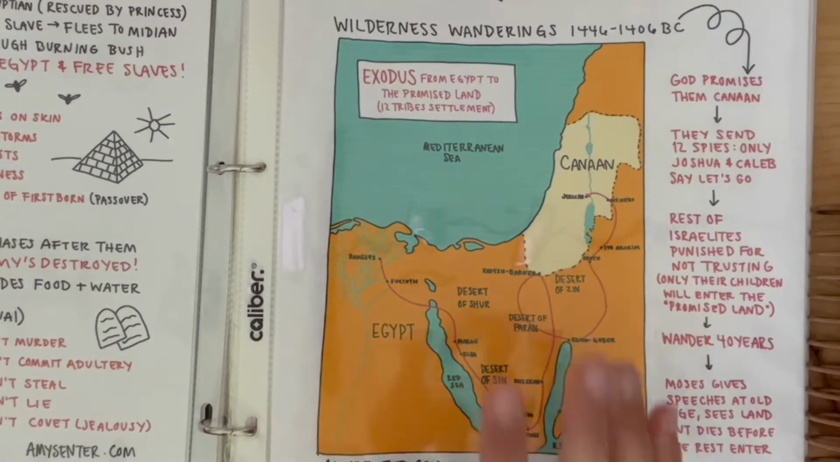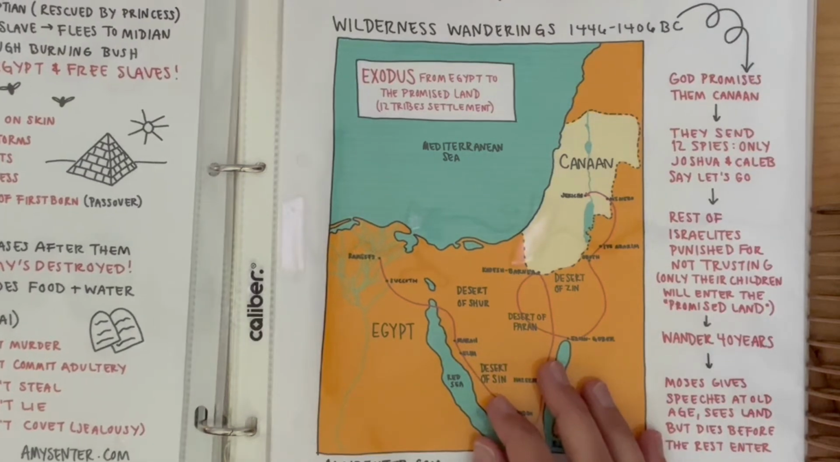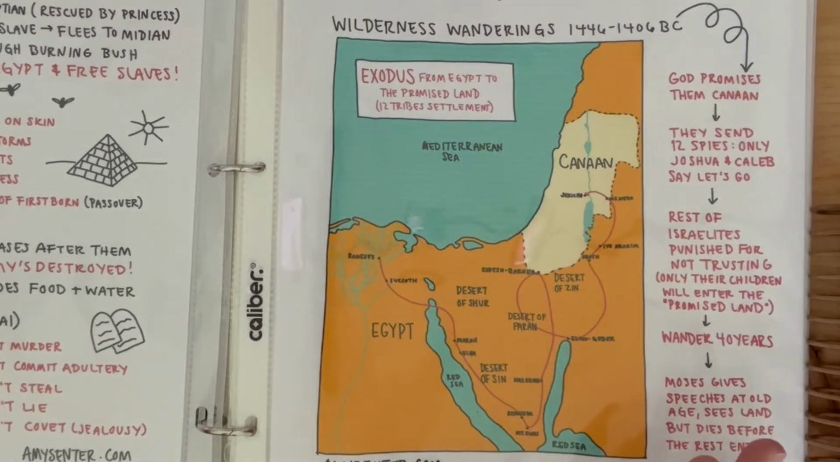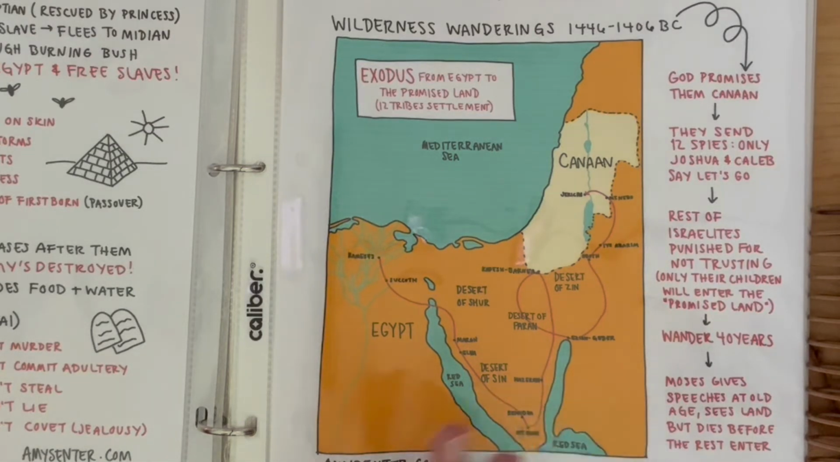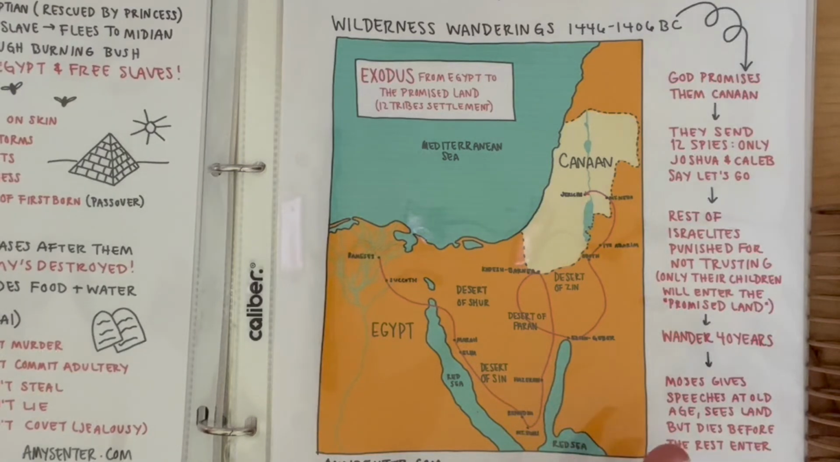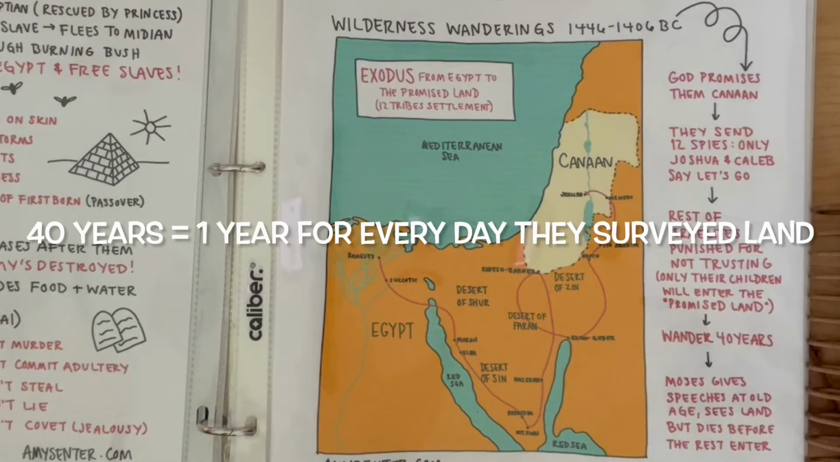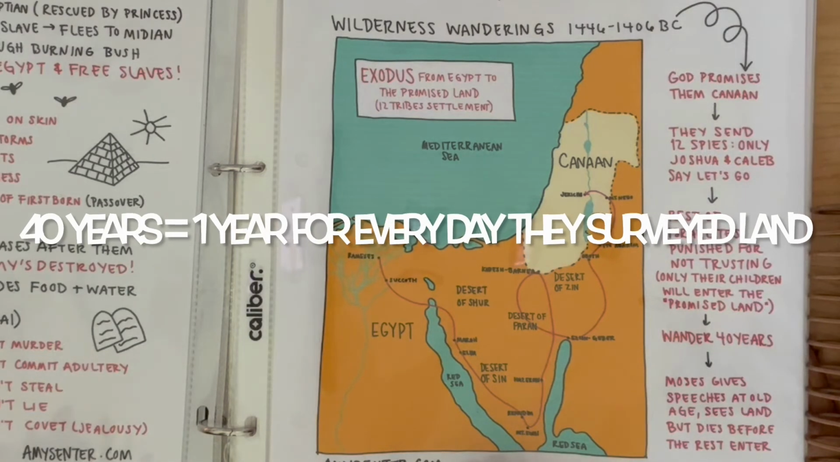And when they're there, they're so overwhelmed and terrified. They just think, we're not powerful enough to take these people over. They think this is a terrible idea. They're not trusting God. How are we going to do this? And God punishes them by saying, I told you I was going to give this to you, and you didn't trust me, and you're going to wander the desert for 40 years instead of going in right now. So they are basically cursed by God to wander for 40 years so that none of them can actually see the promised land. Only their children will be able to see the promised land.